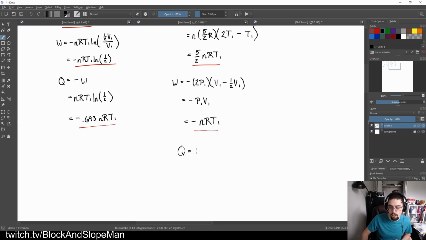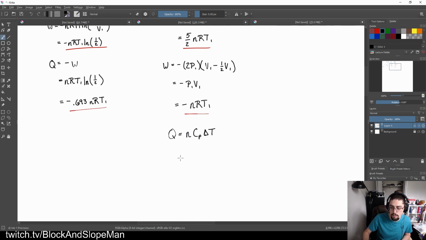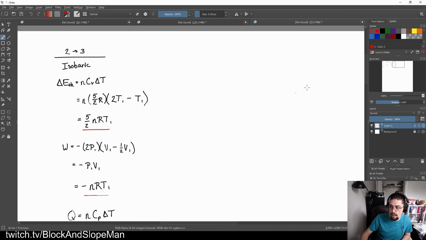Q, because it's a special process, is going to be nCP delta T. It's the same delta T as before, and we already know what CP is supposed to look like, so this is going to be 7/2 nRT1. So we've got all 3 values for this state, and then finally, we're going to look from 3 to 1, and this is the home stretch.